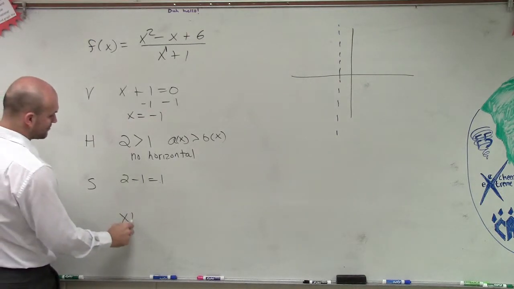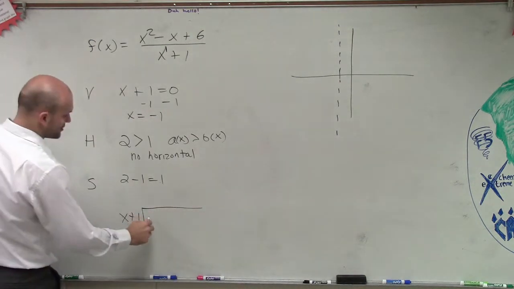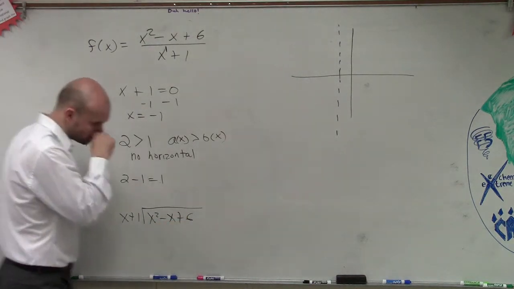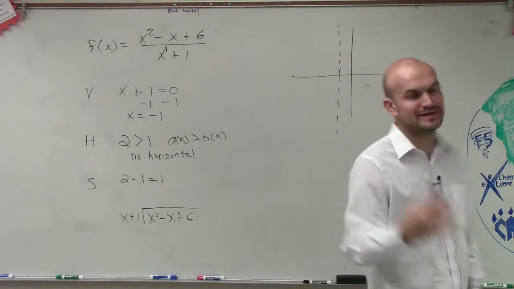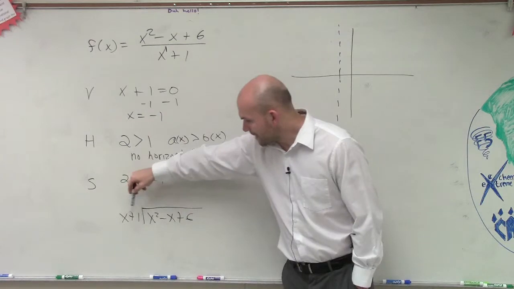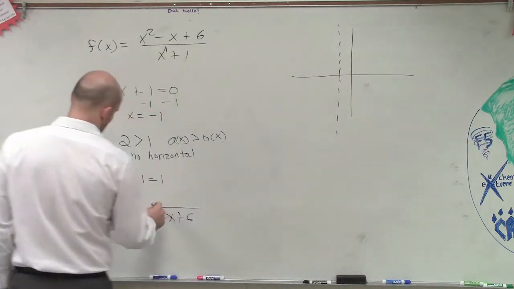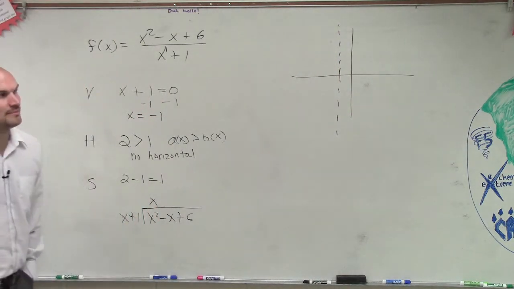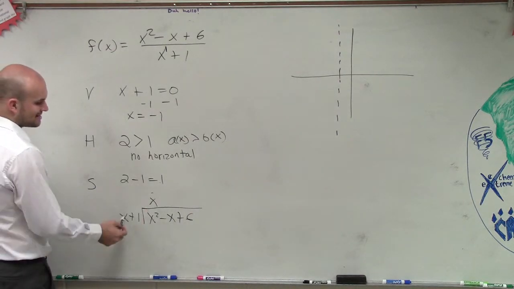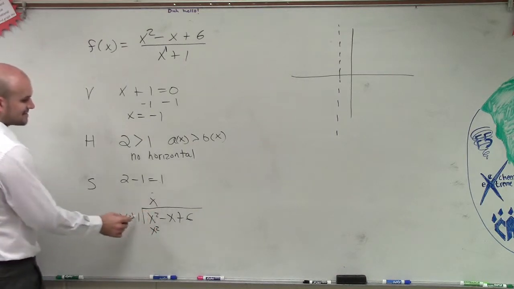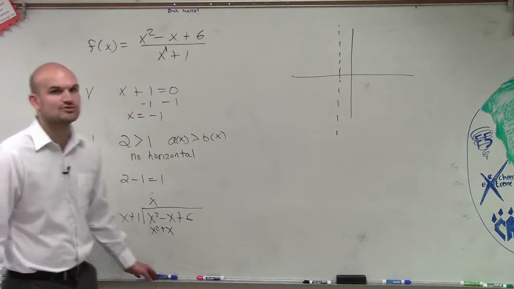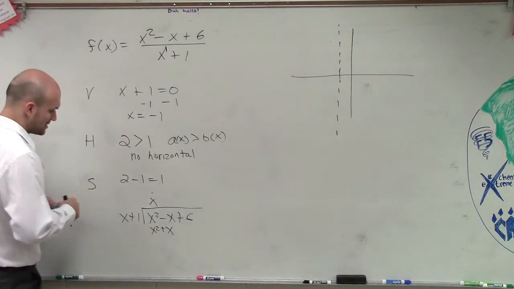So we have x plus 1 divides into x squared minus x plus 6. So in doing long division, remember we just take the first value in descending order and divide it into our first term. So x divides into x squared, x times. Then, remember, you take that first part of your quotient and you multiply it by each term of your divisor. So x times x is x squared. X times 1 is x. Then, remember, ladies and gentlemen, we subtract the whole row.